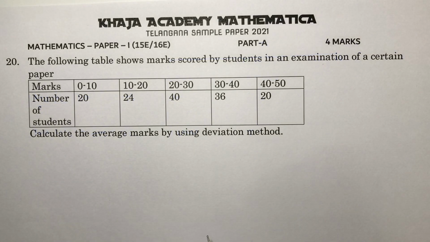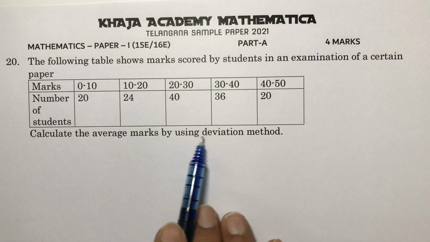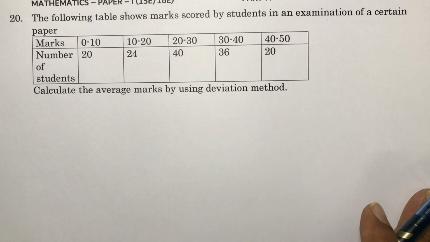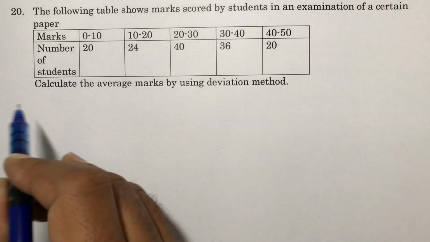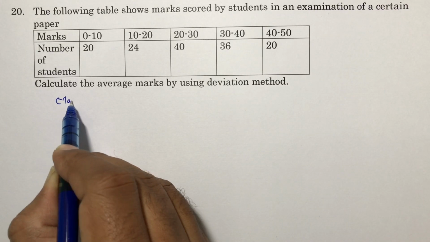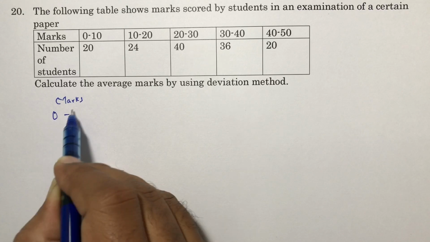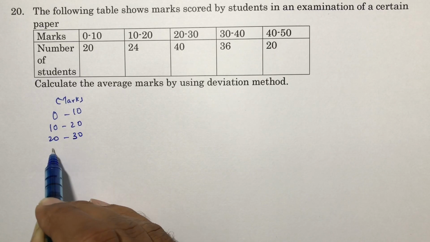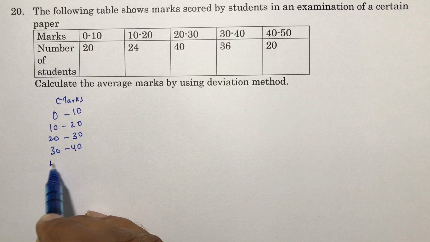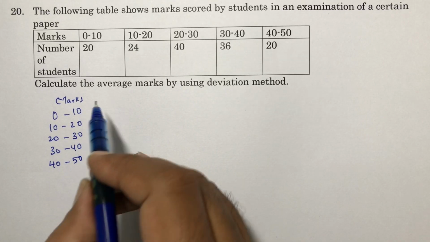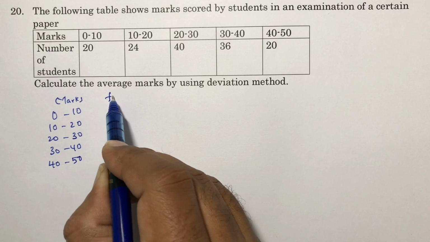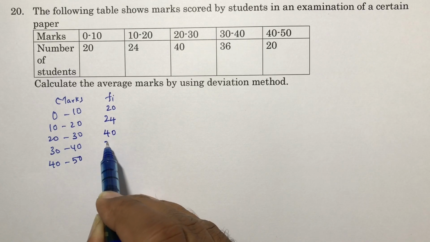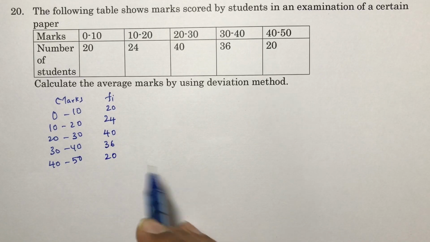Question number 20 for 4 marks. Calculate the average marks using the deviation method. So do by assumed mean method here. If you write here class, or you can write marks, that is 0 to 10, 10 to 20, 20 to 30, 30 to 40, and 40 to 50. The number of students you can write as frequency: 20, 24, 40, 36, 20.